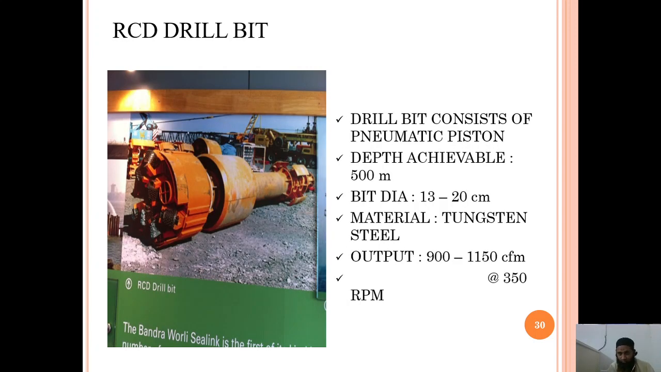Let us see. The drill bit consists of a pneumatic piston. You can see the drill bit which has been used. Can you imagine, just a big drill? It is a very huge drill. Depth achievable is 500 meters. This drill bit can go up to a depth of 500 meters, and the bit dia is 13 to 20 centimeters. Material is tungsten steel. Output is 900 to 1150 CFT. RPM is 350, runs per minute.